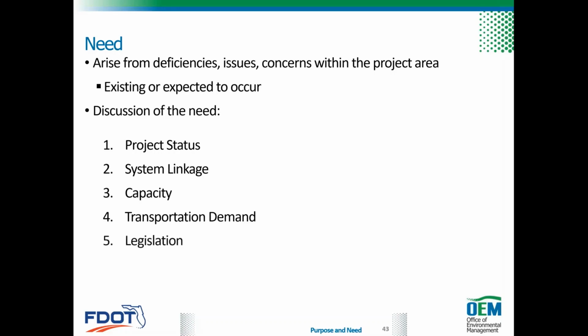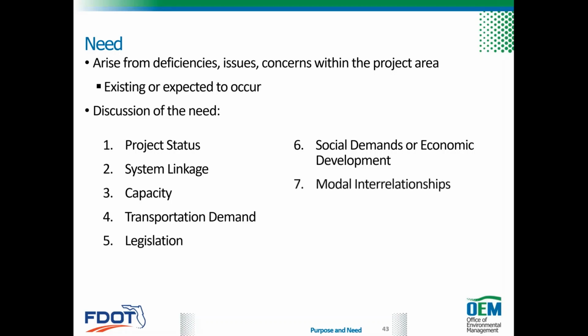Then on the list, legislation. If applicable, that must document the needs to respond to federal, state, or local government requirements. Also, social demands or economic development, where projected land use changes are discussed, social and economic traffic generators. Then there's the modal interrelationships, where if there's a need to address other modes of transportation and how the project would interface with other modes.